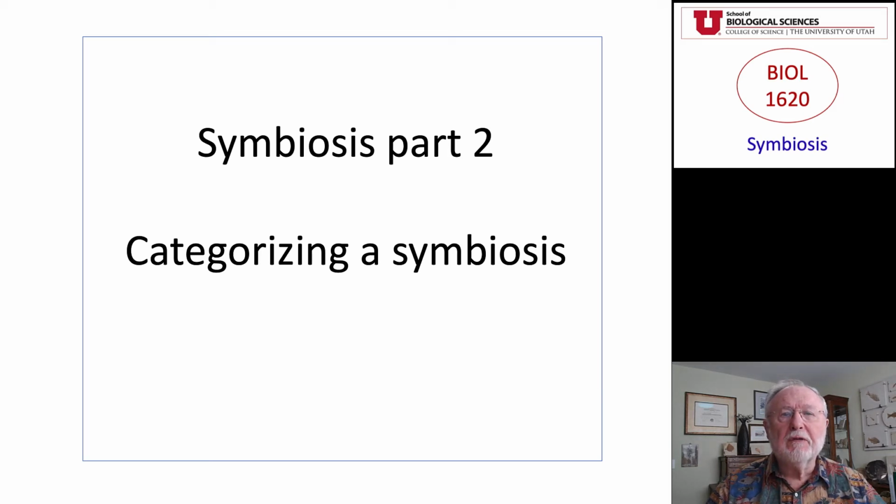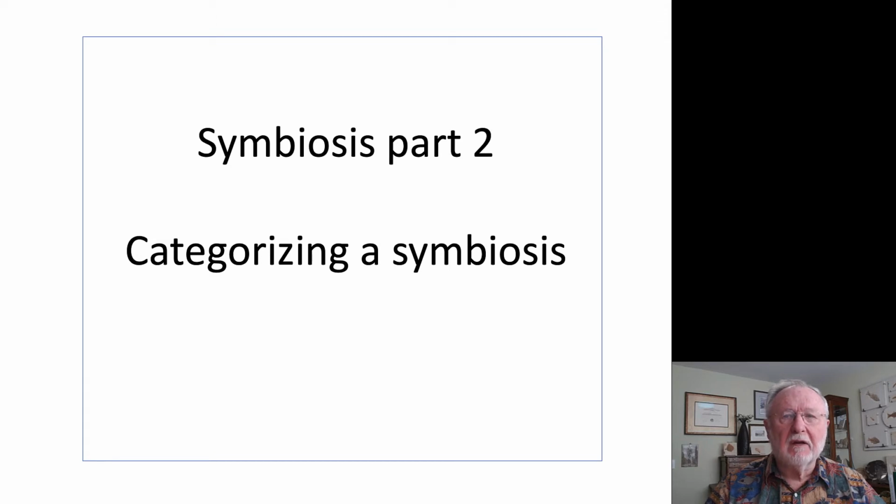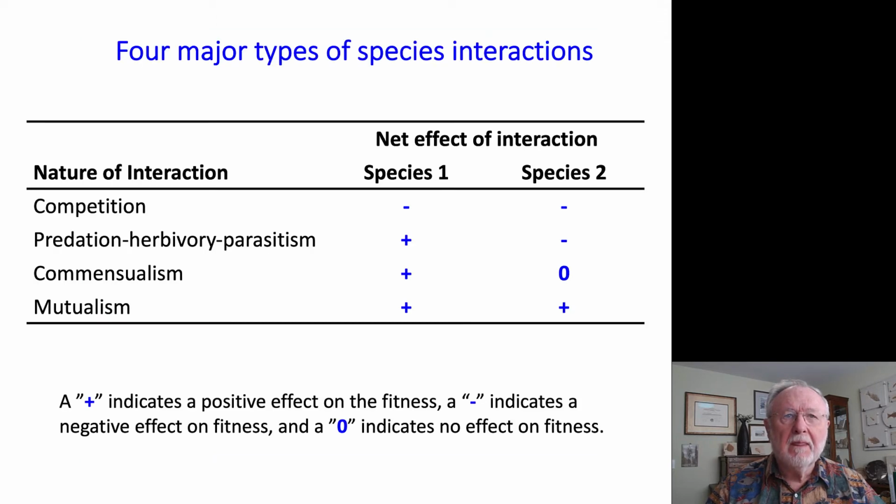In part 2, let's try categorizing symbiotic interactions. There are 4 major kinds of interactions. There are interactions in which there is a negative effect of species 1 on species 2. We refer to that as competition.